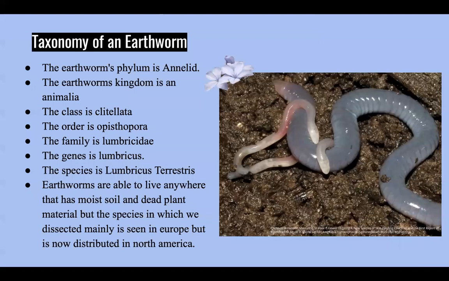And then next, we are doing the taxonomy of an earthworm. So the earthworm's phylum is Annelida, and the earthworm's kingdom is Animalia. Its class is Clitellata. Its order is Opisthopora. Its family is Lumbricidae. Its genus is Lumbricus. Its species is Lumbricus terrestris.